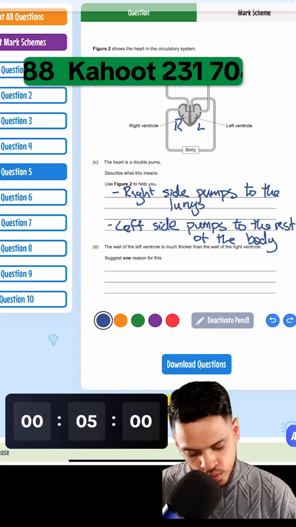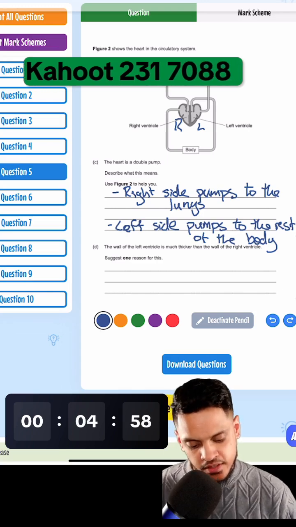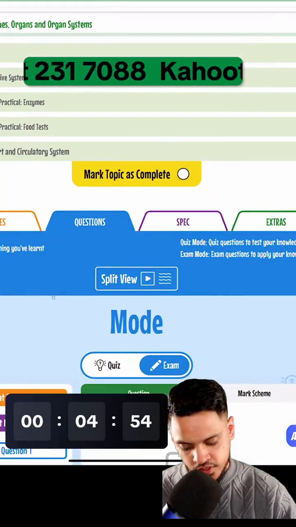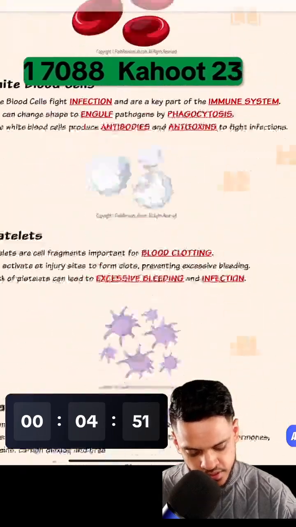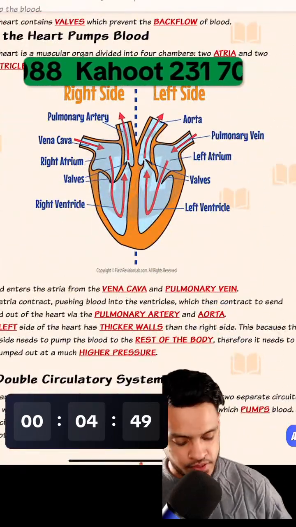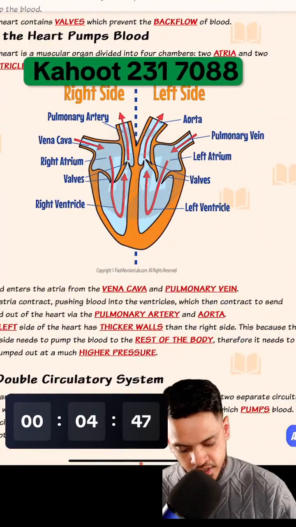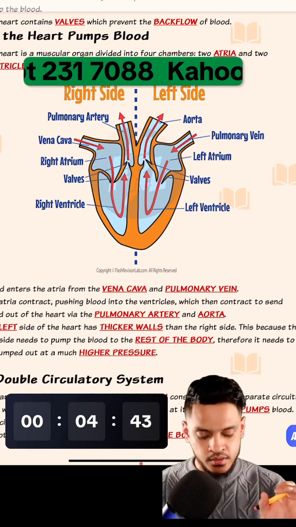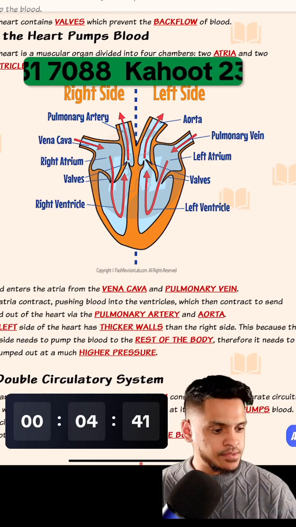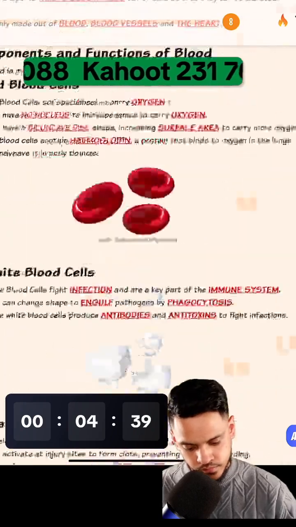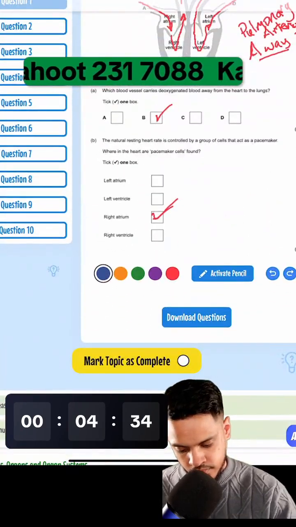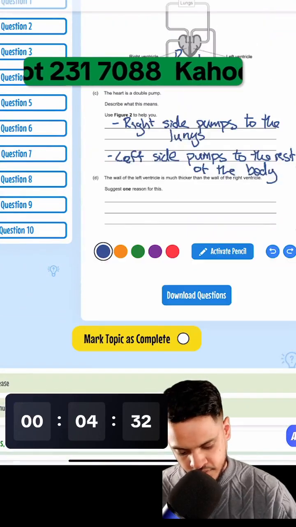Next one, the wall of the left ventricle is much thicker than the wall of the right ventricle. If you look at any diagram of the heart, that's what you'll see. So let me show you the notes on this. If you look at a diagram, especially on your exam papers, can you guys see the left side? The bottom bit on the left side, it has the orange bit, is much thicker. Why is that the case? What do you guys think? Are we on question 4? No, we're on question 5, aren't we?